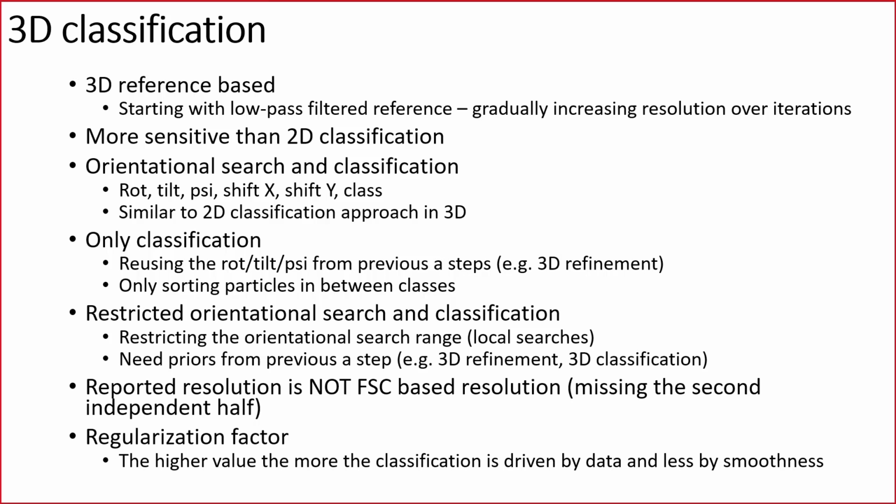And two other important things: 3D classification, during the iterations, is gradually including more and more high frequency information, which is somehow controlled by the regularization factor itself. The higher the regularization factor is, the more high frequency information is included in the reference. But it's also affected by the estimated resolution of the classes.